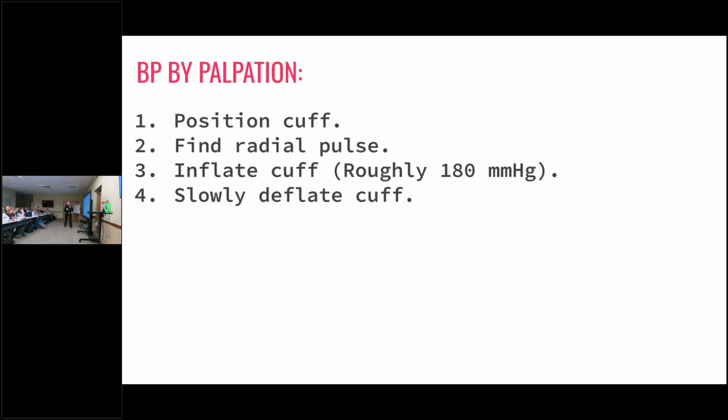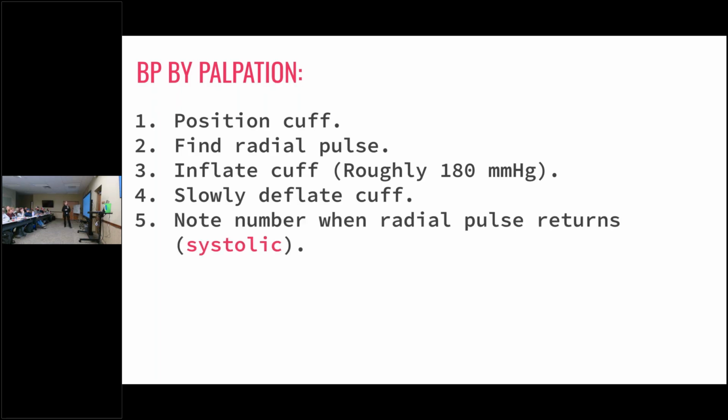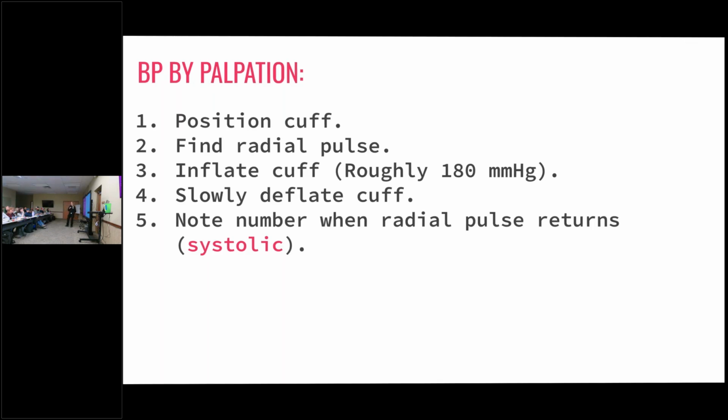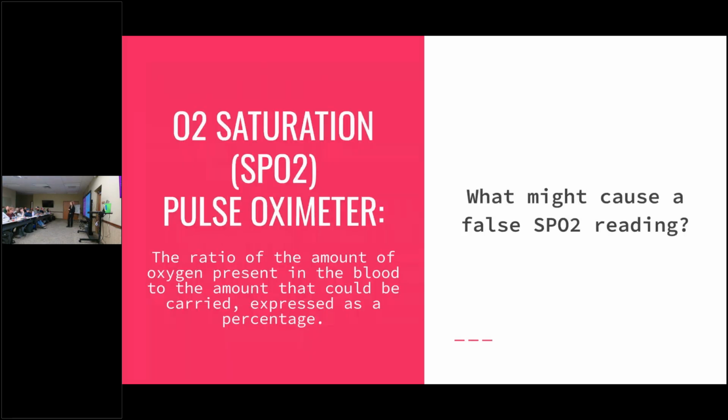So we're going to slowly deflate that cuff and note the number when the radial pulse returns, and that's your systolic. You don't get a diastolic number when you do it by palpation. So are there any questions on that? No? Okay. And then obviously you can use your monitor to obtain a blood pressure as well. I think it talks about that in your book, but cuff on, push the button, it reads the blood pressure, right? Pretty self-explanatory, I hope.